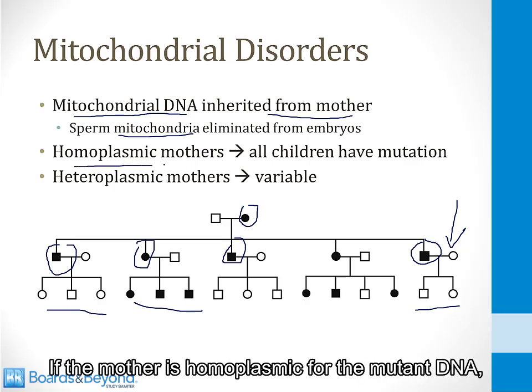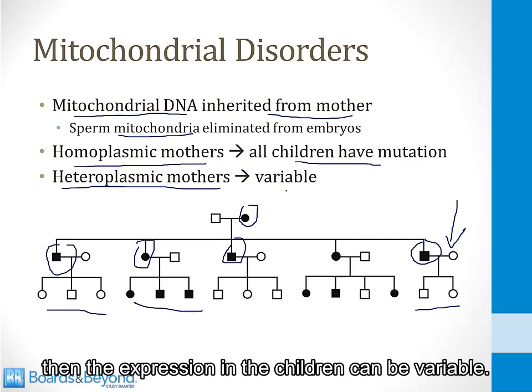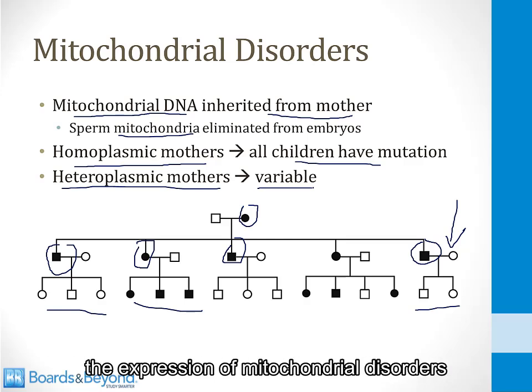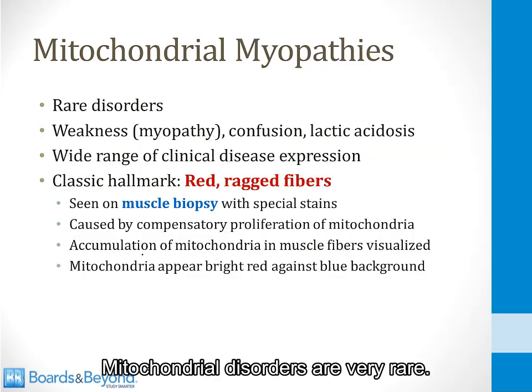If the mother is homoplasmic for the mutant DNA, then all children will have the mutation. However, if the mother is heteroplasmic, which is often the case, then the expression in the children can be variable. And because of this phenomena of heteroplasmy, the expression of mitochondrial disorders in offspring is highly variable. Mitochondrial disorders are very rare.